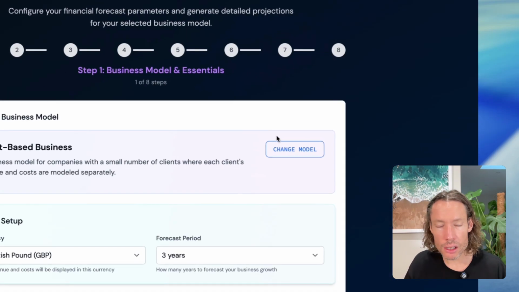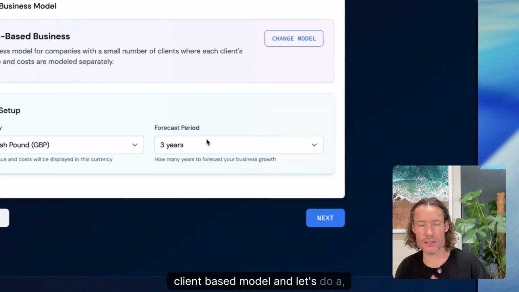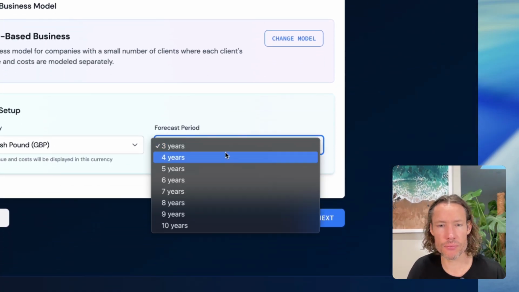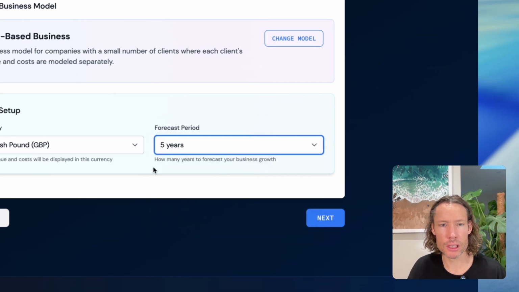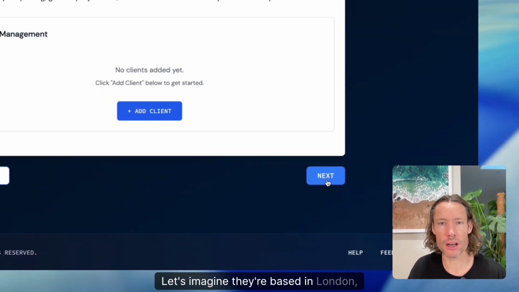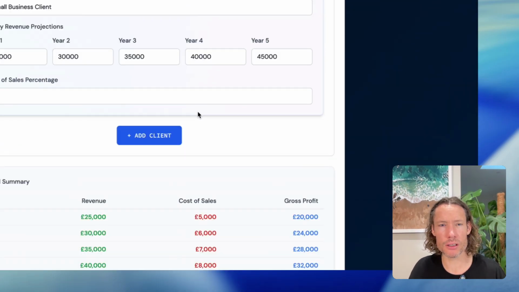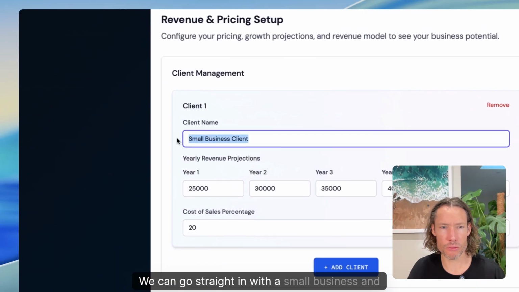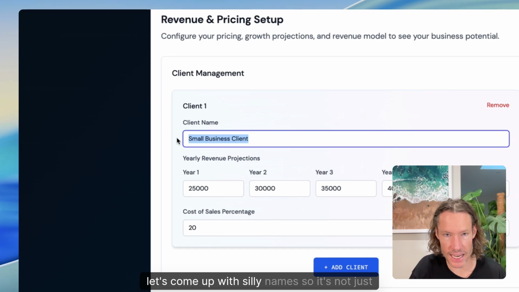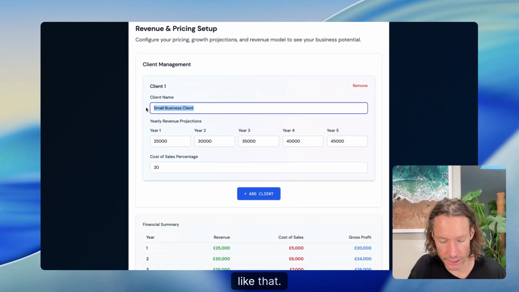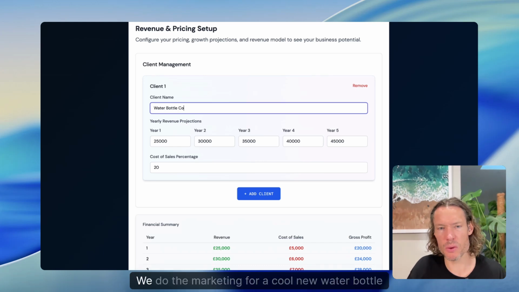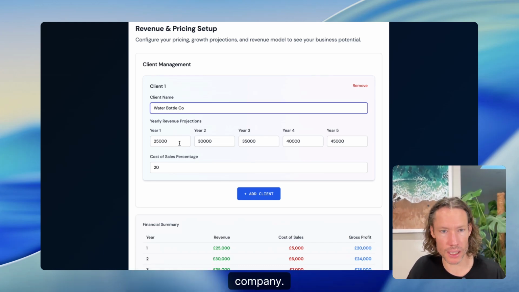So client-based model, and let's do a 5-year model. Let's do pounds. Let's imagine they're based in London. I'm in London, so it's sort of easier to picture. Cool. So nice. We can go straight in with a small business, and let's come up with silly names so that it's not just like that. Let's call them Water Bottle Co. We do the marketing for a cool new water bottle company.